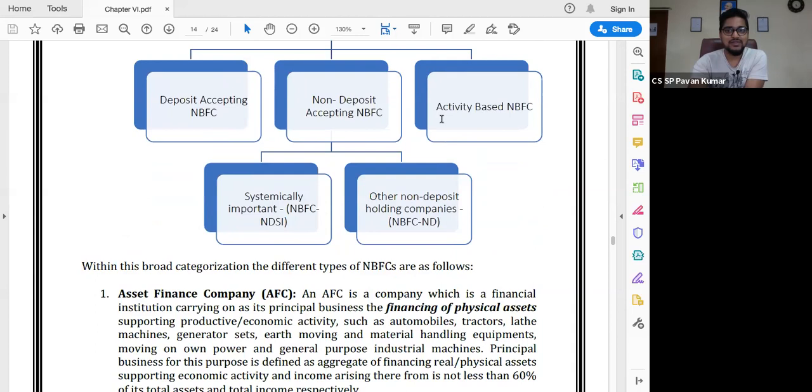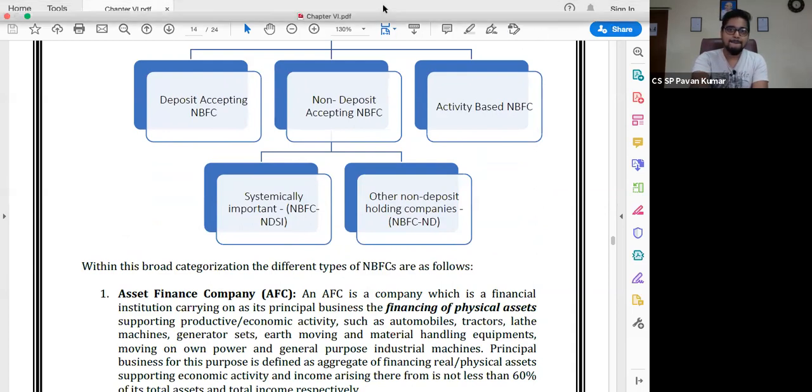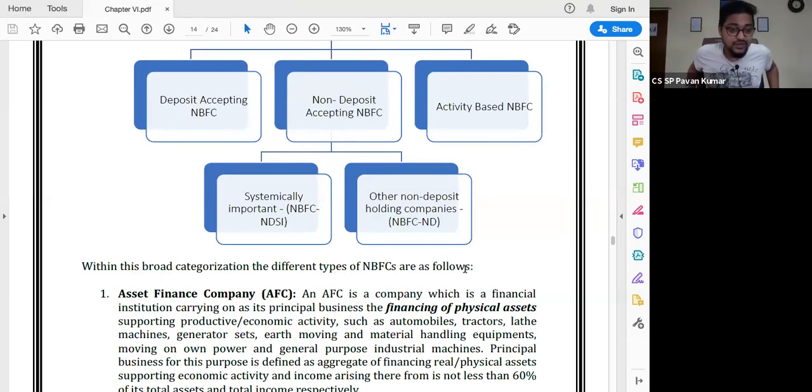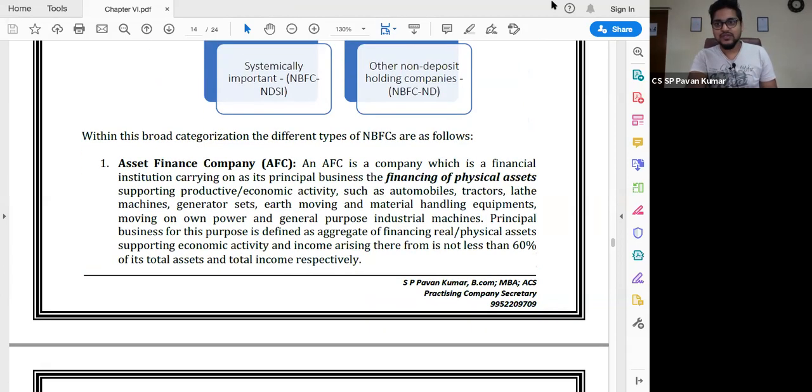And they are saying this based on the activity. Now we will see based on the activity. Based on the activity that I'm going to do, I would be broadly classified into the following types of companies.